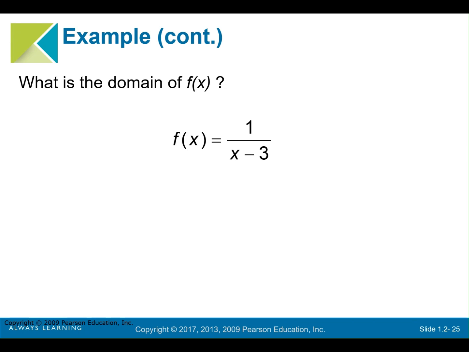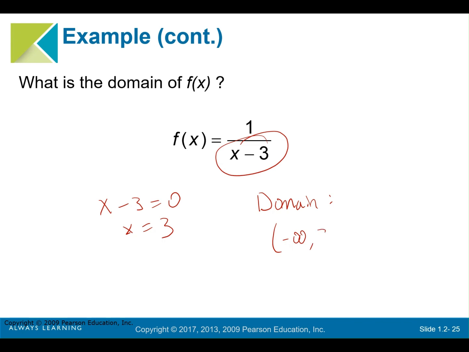So what is the domain of this function? Well, really, we want to think about any time where my bottom denominator here is 0. So the only time x minus 3 is 0 is if x equals 3, like we saw in the last problem. And so we write the domain down as the interval from negative infinity to 3, union 3 to infinity.